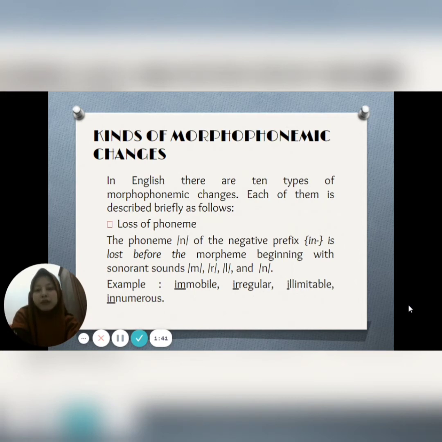First, loss of phoneme. The phoneme "n" of the negative prefix "in" is lost before a morpheme beginning with sonorant sounds, such as "m", "r", "l" and "n". For example, "in" plus "mobile" becomes "immobile". "In" plus "regular" becomes "irregular". "In" plus "limitable" becomes "illimitable". "In" plus "numerous" becomes "innumerous".